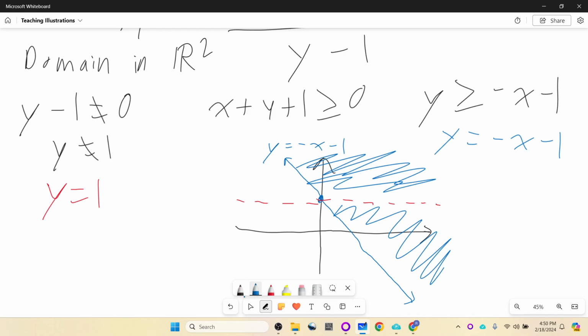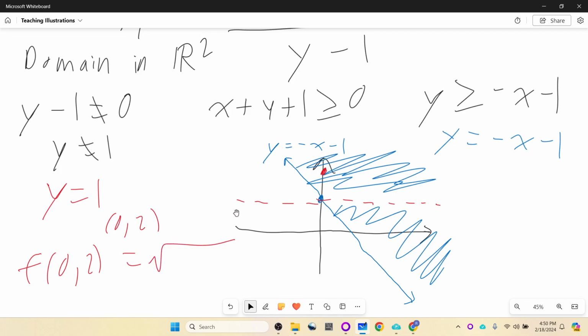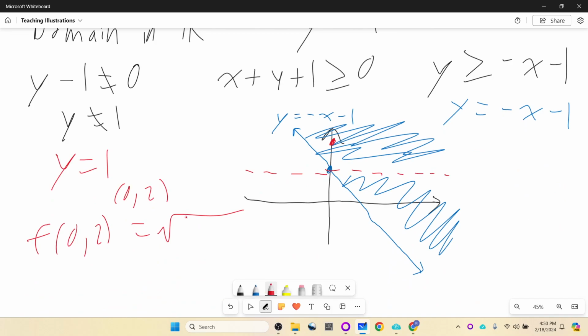How do we know that? Well, the easiest thing to do is just pick a point that's in there and test it. So let's say here's a point, 0, 2. Does it work? Let's see if f of 0, 2 works out. Well, it becomes square root of 0 plus 2 plus 1 over 2 minus 1, which is square root of 3. That's a real number, so it's in the domain. If we picked on the other side, we would have gotten a negative on top, and that's not a real number.